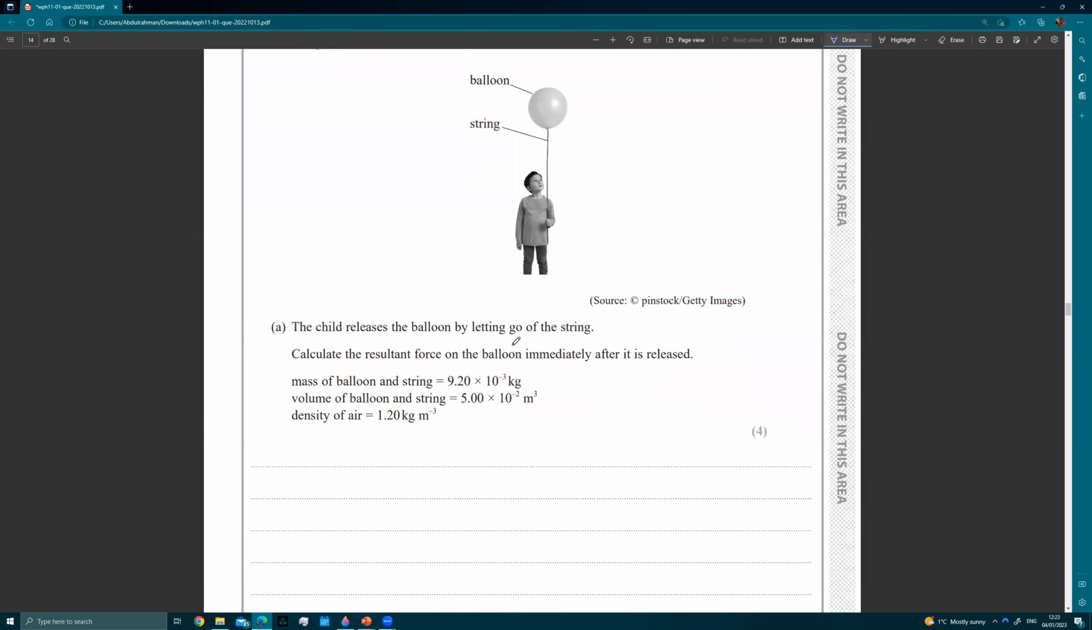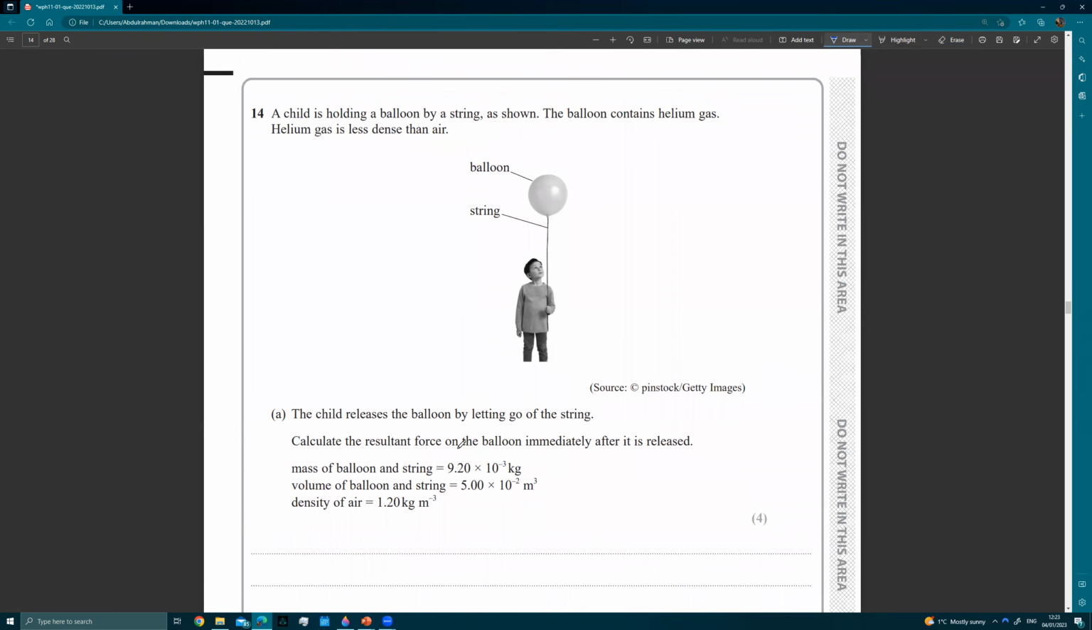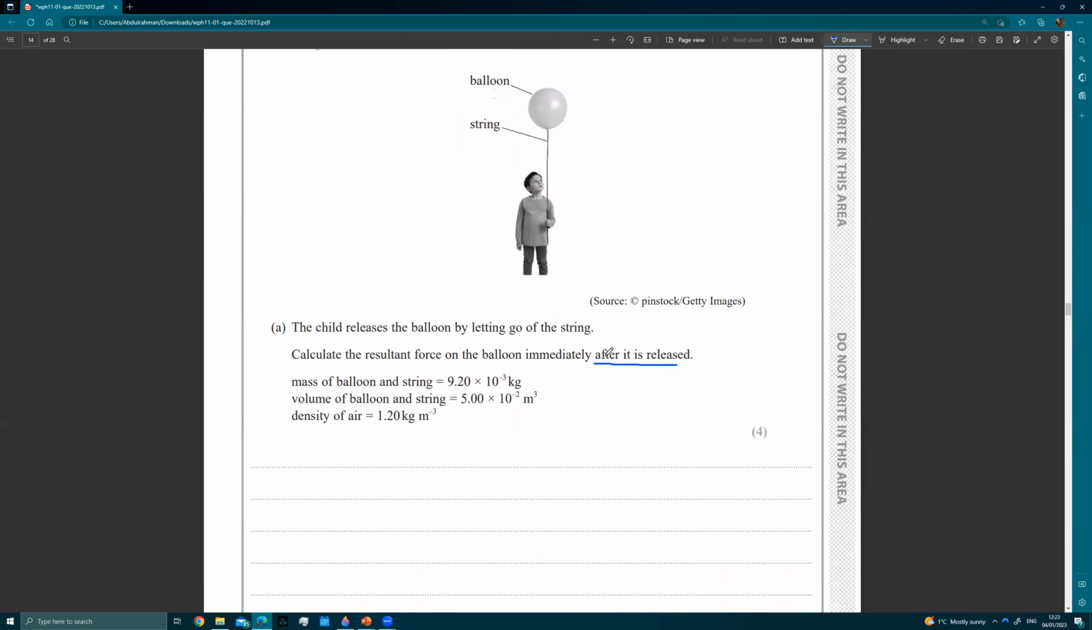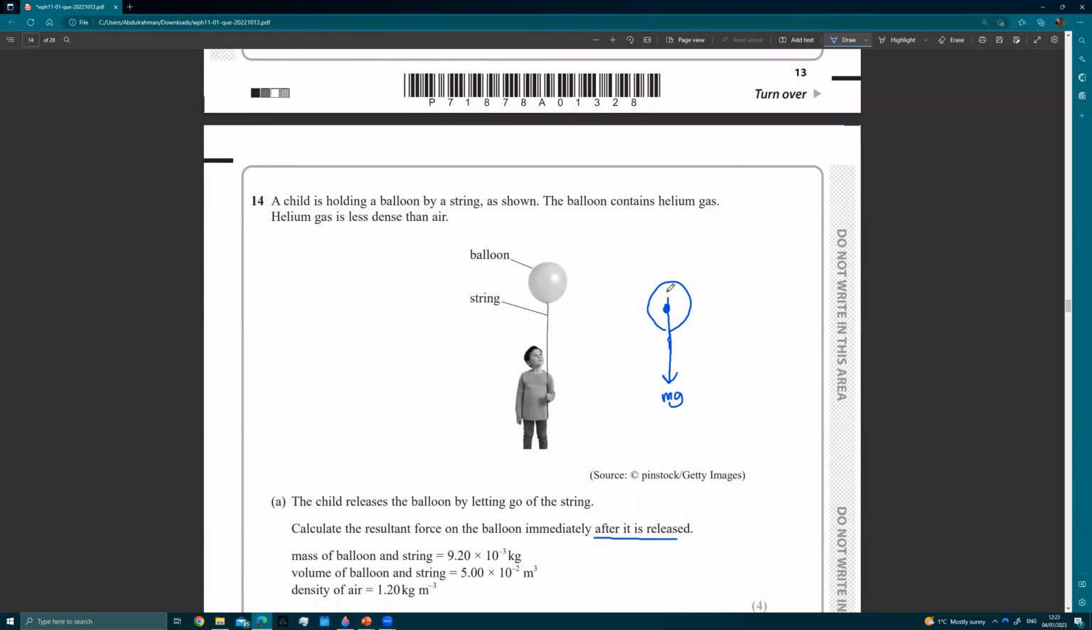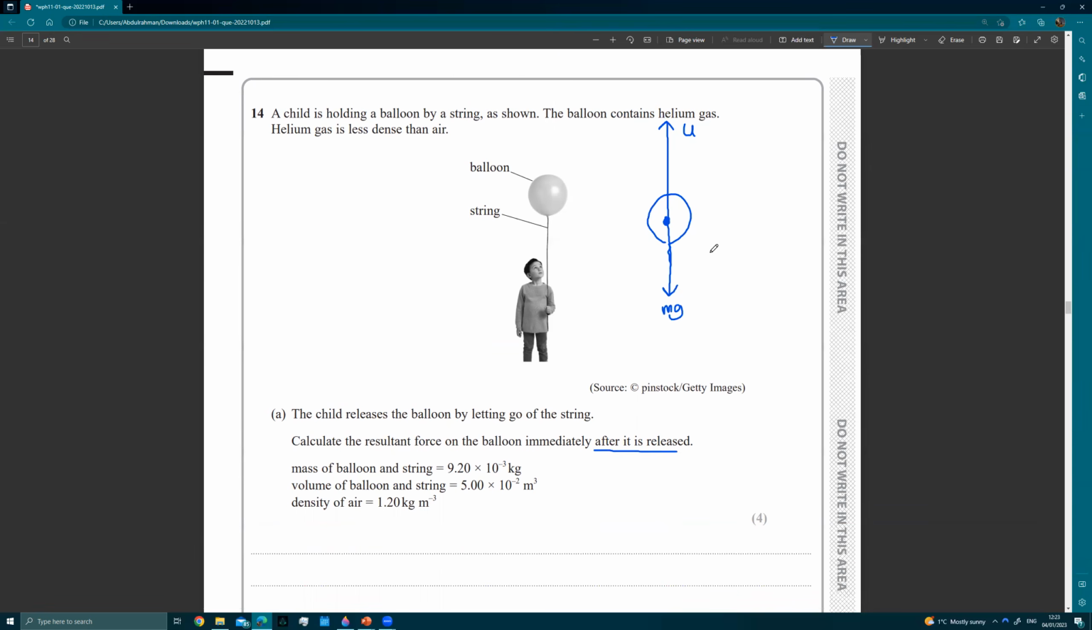So the child releases the balloon by letting go of the string. Calculate the resultant force on the balloon immediately after it is released. So after it is released, he's no longer holding it, so there's no longer a tension force. Let's consider the forces acting on the balloon. Of course, there will be mg downwards because gravity acts on any object with a mass on a planet. So you have mg downwards, and you have upthrust upwards. And upthrust is going to have to be a bit larger than mg because it says the balloon rises, I guess. So the resultant force is what it's asking for.